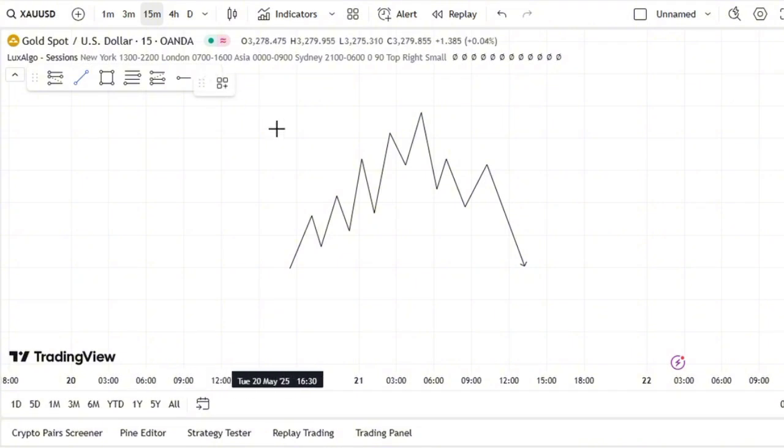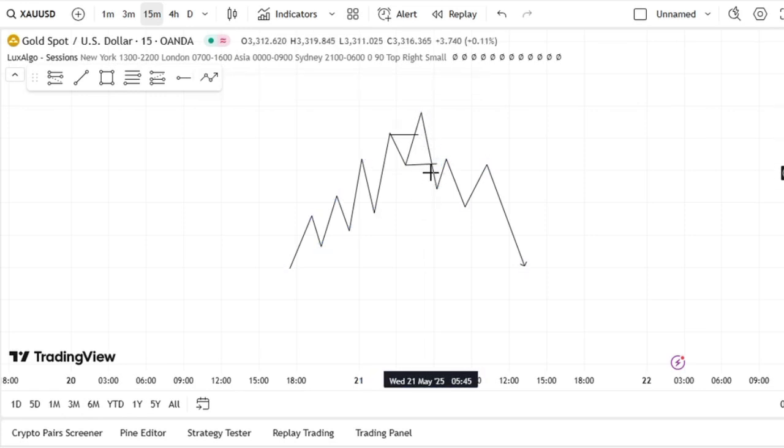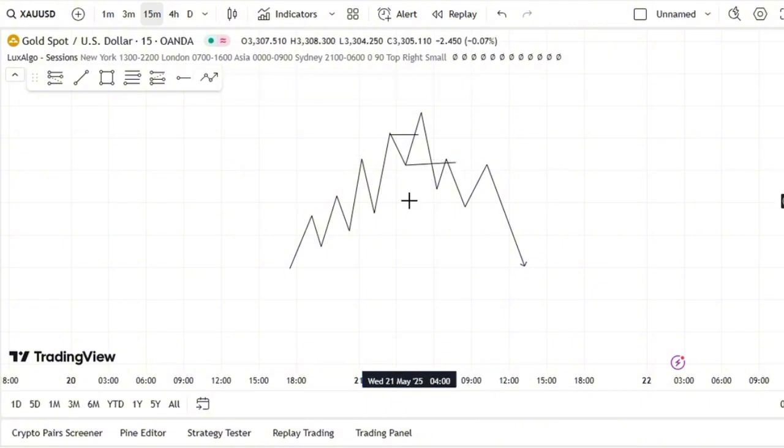So in summary, it forms a high, comes to break that high that it formed. But before that, it has to form a low. So it forms a high, creates a low, comes to break or sweep the previous high it created, and then comes back to sweep the previous low. And we are going to be taking our entries on the retest of that previous low.